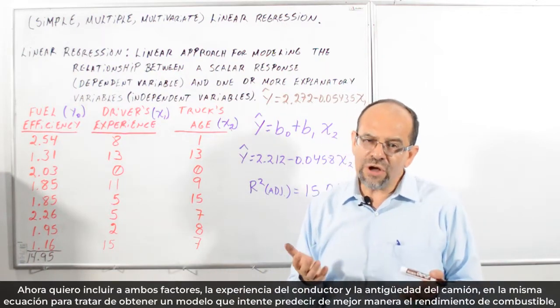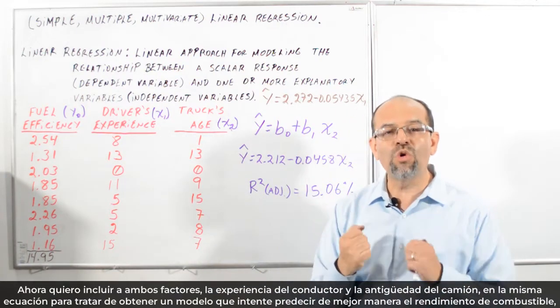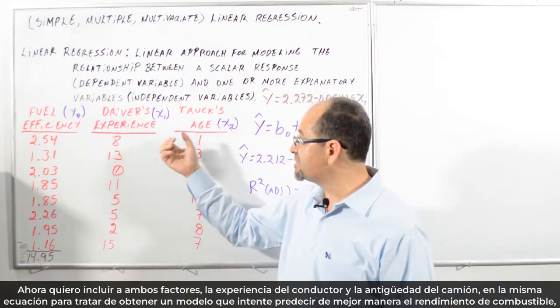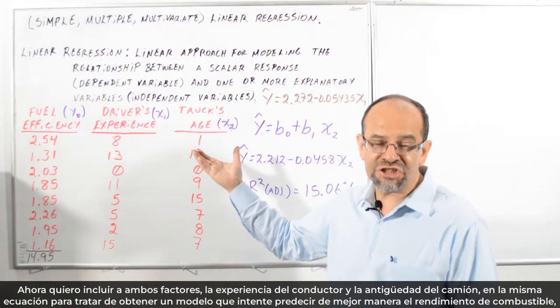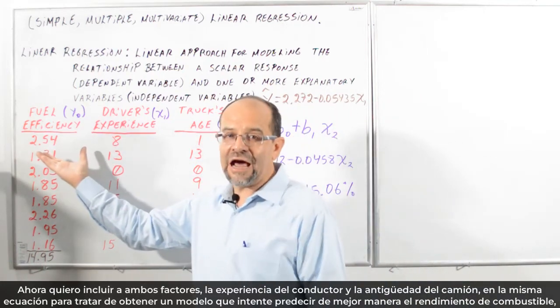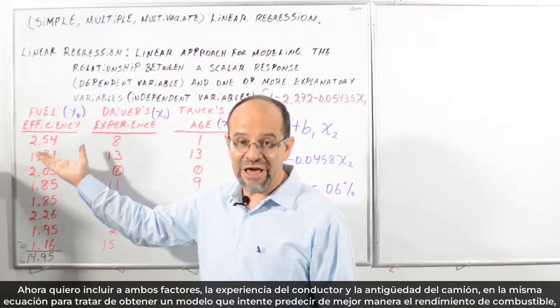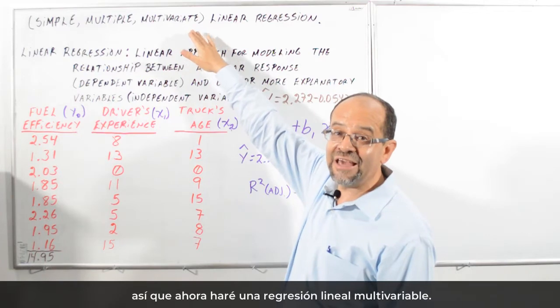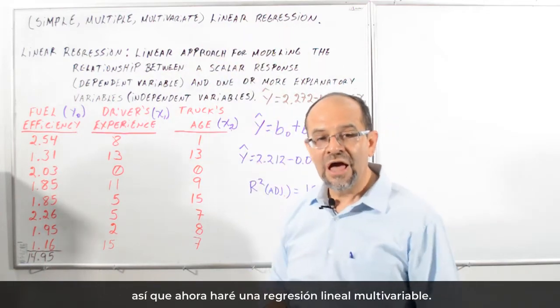Now, what I want to do is to put together both factors, both variables, which are driver's experience and Trox's age, both as part of the equation, to try to obtain a model to predict the fuel efficiency. And then I will be doing a multivariate linear regression.